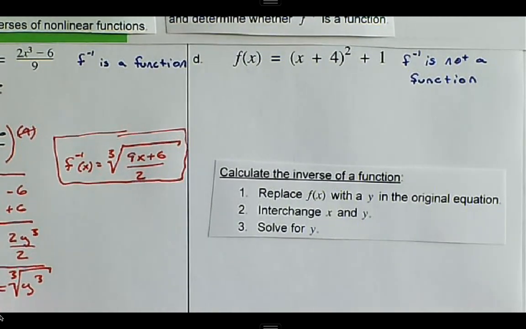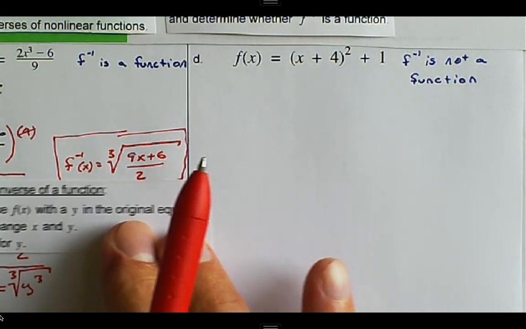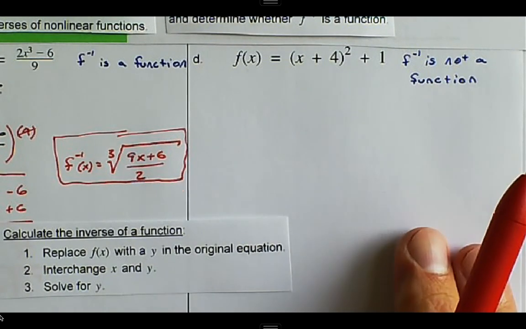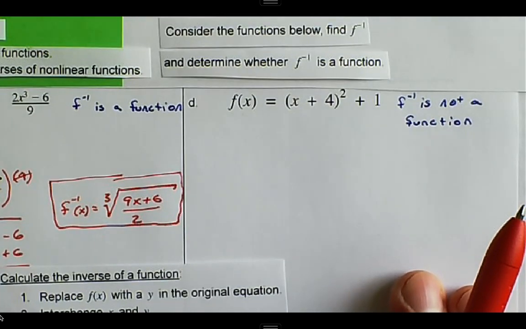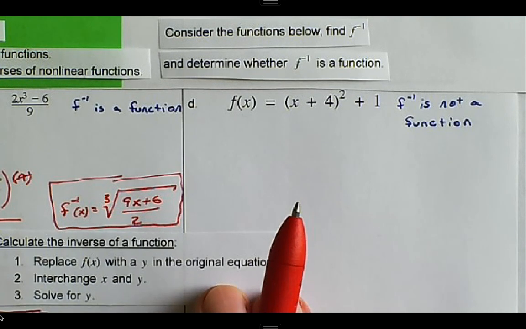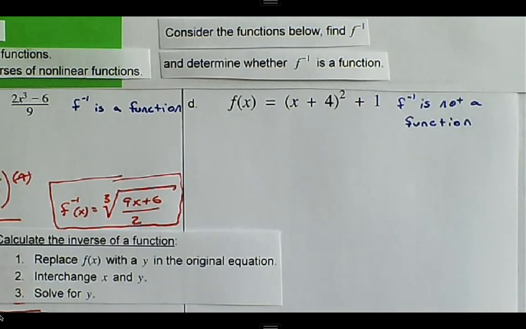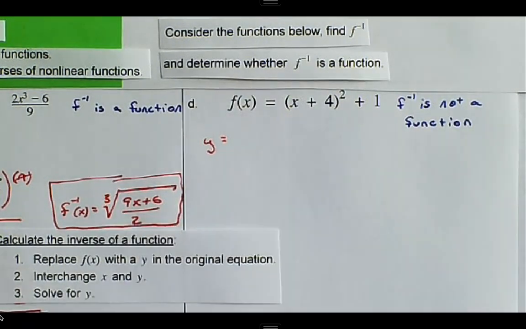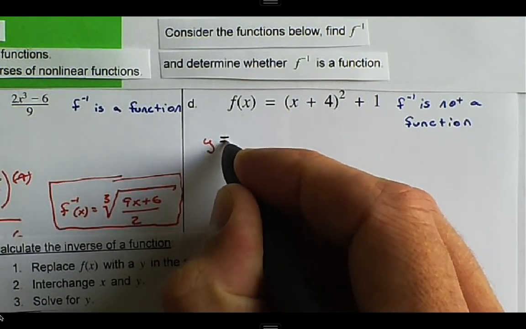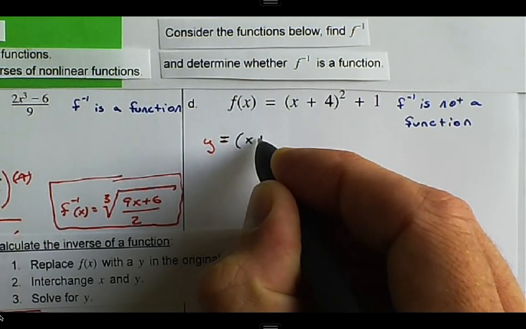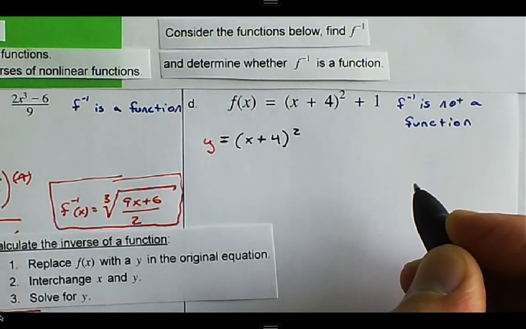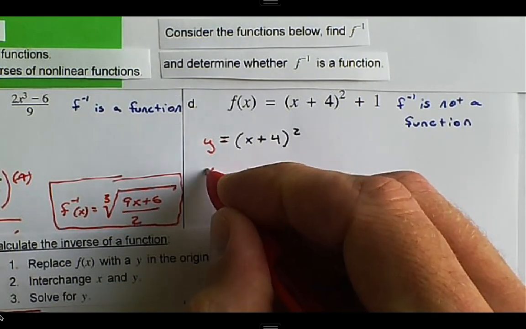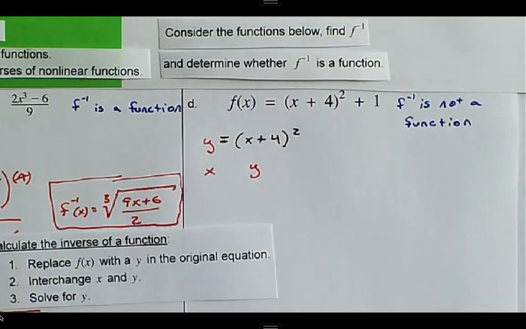Then we can take a look at our other example. And we've already decided that it's not a function, but we can still find the inverse. So consider the function below, find the inverse, and determine whether it's a function. We already said that. First step, replace f of x with y. So y is equal to x plus 4 squared. Next step, we want to interchange the x and the y. So we have x over here, and we have y over here.